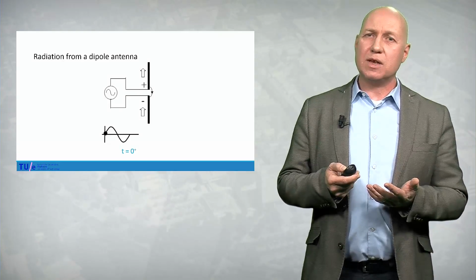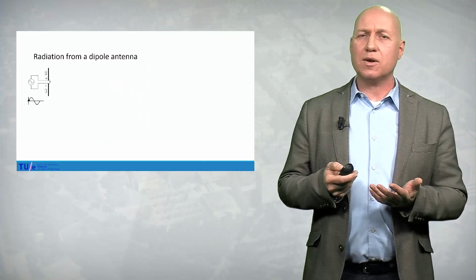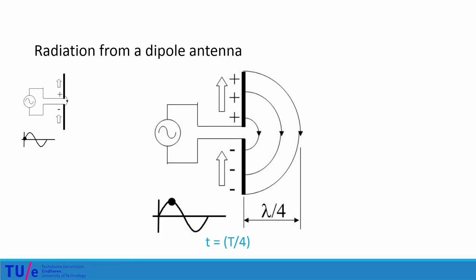From this time we move to a quarter of a period. What we see is that the current is at maximum. The most amount of charge has been distributed over the two parts of the dipole. The electric field lines are as indicated, and they have extended in space over a distance of a quarter wavelength.